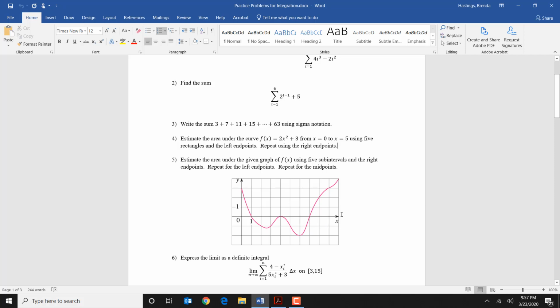to 10. So when you do this, you can write out those intervals, right? You can write out 0 to 2, 2 to 4, 4 to 6, 6 to 8, 8 to 10. And then when you use the left endpoints, you'll use 0, 2, 4, 6, and 8. When you use the right endpoints, you'll do 2, 4, 6, 8, and 10. And when you do the midpoints, you'll use 1, 3, 5, 7, and 9.